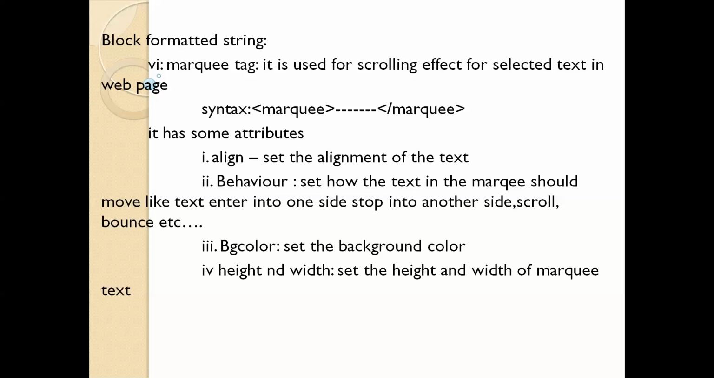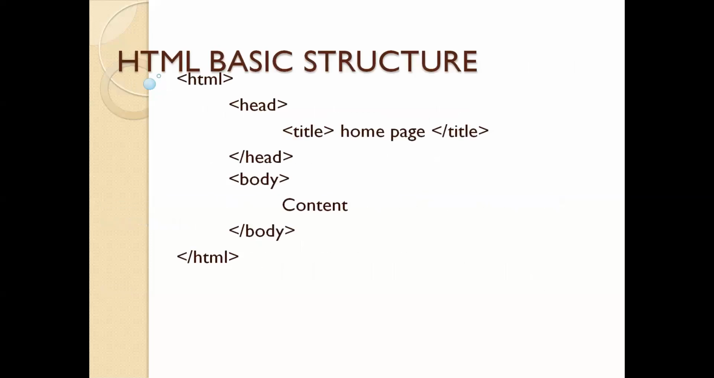So we have to give some values to all these attributes in order to make the text according to our need. Now let us have a look at the basic HTML structure. I think it may be the last slide of today's session. After this, I will close today's session, and in the next sessions I will continue with the next topics. So this is the basic structure of HTML. Let us see each and everything in detail.